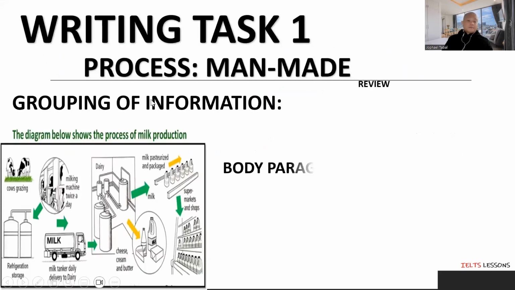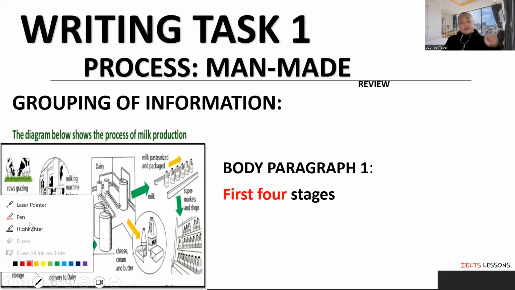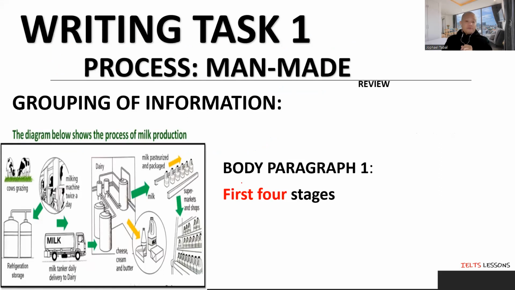Okay, for example here. All right, so the first four stages, again, there are two kinds of processes. We have man-made and natural process. Okay, now for man-made process, all we need to do is to divide the stages into two. So for body paragraph 1, we have the first four stages. We have cows grazing, milking, refrigeration, and milk tanker daily delivered to dairy, yes. So body paragraph 1.